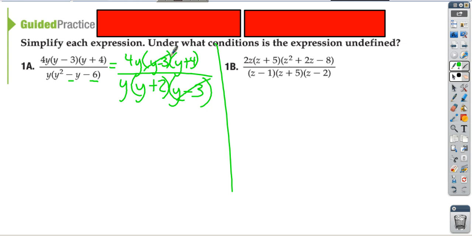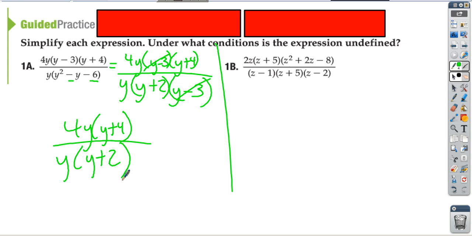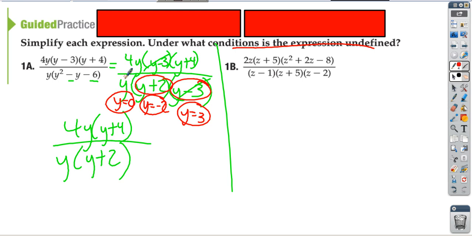We can cancel these. So the final version would be 4y times y plus 4 over y times y plus 2. Okay, the question is, what would make the bottom equal to 0? Because that's when this would be undefined. They're asking us that right here. So the bottom would equal 0 if y equals 3. That would cause this thing to be 0. If y equals negative 2, that would make this 0. Or if y equals 0. If you plug in 0 for y right there, that makes the whole thing equal 0. So that's how we would answer.